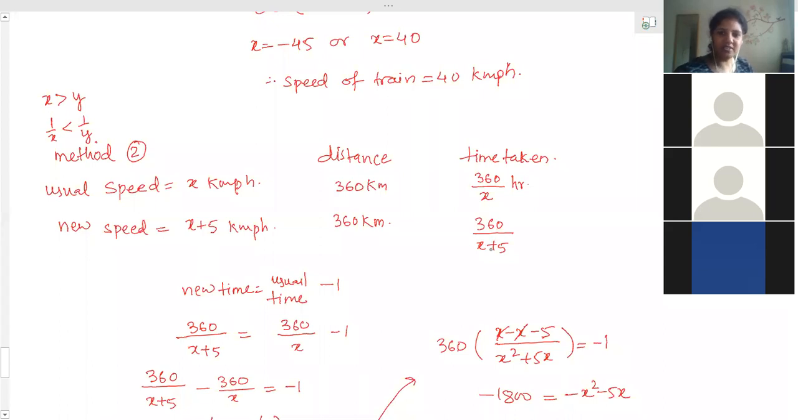So the denominators are x and x plus 5. Which one is greater? x or x plus 5? x plus 5 is greater than x. Then the reciprocal of which one is greater, 1 by x or 1 by x plus 5? The reverse one. So 1 by x is greater. That means this fraction is greater than this fraction. So therefore you can do 360 by x minus 360 by x plus 5 is equal to 1.